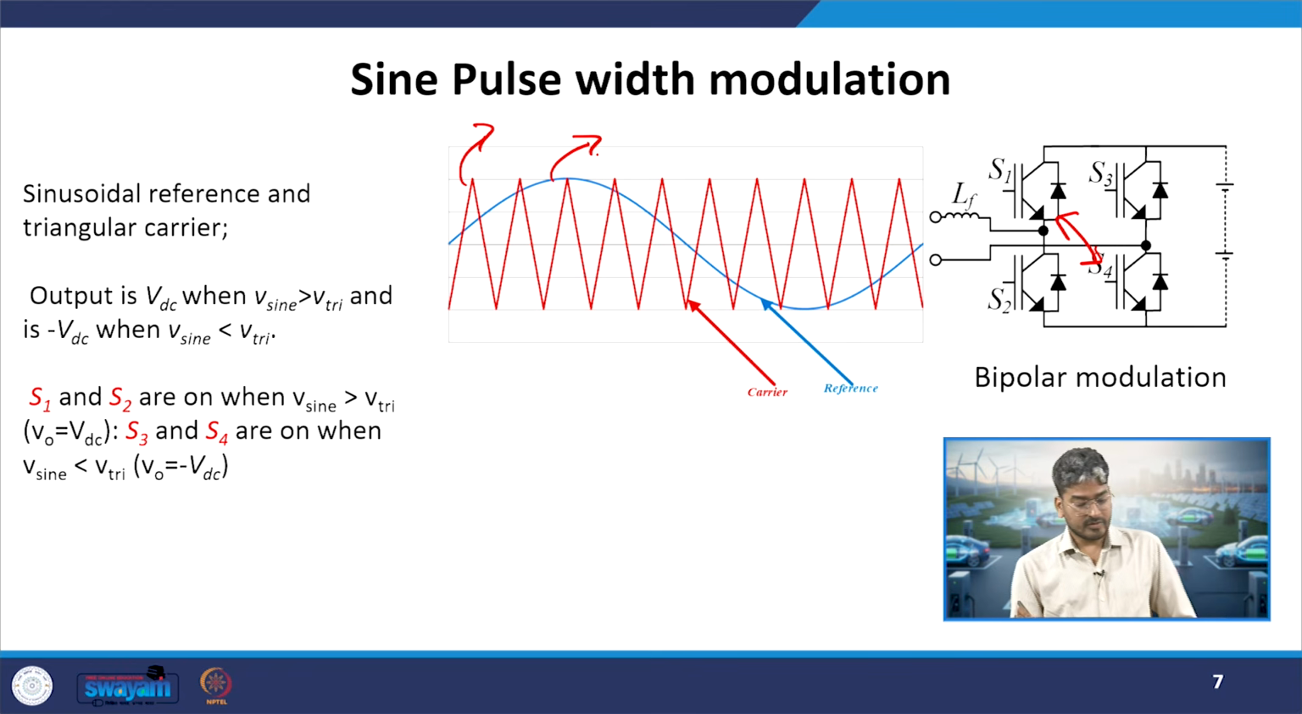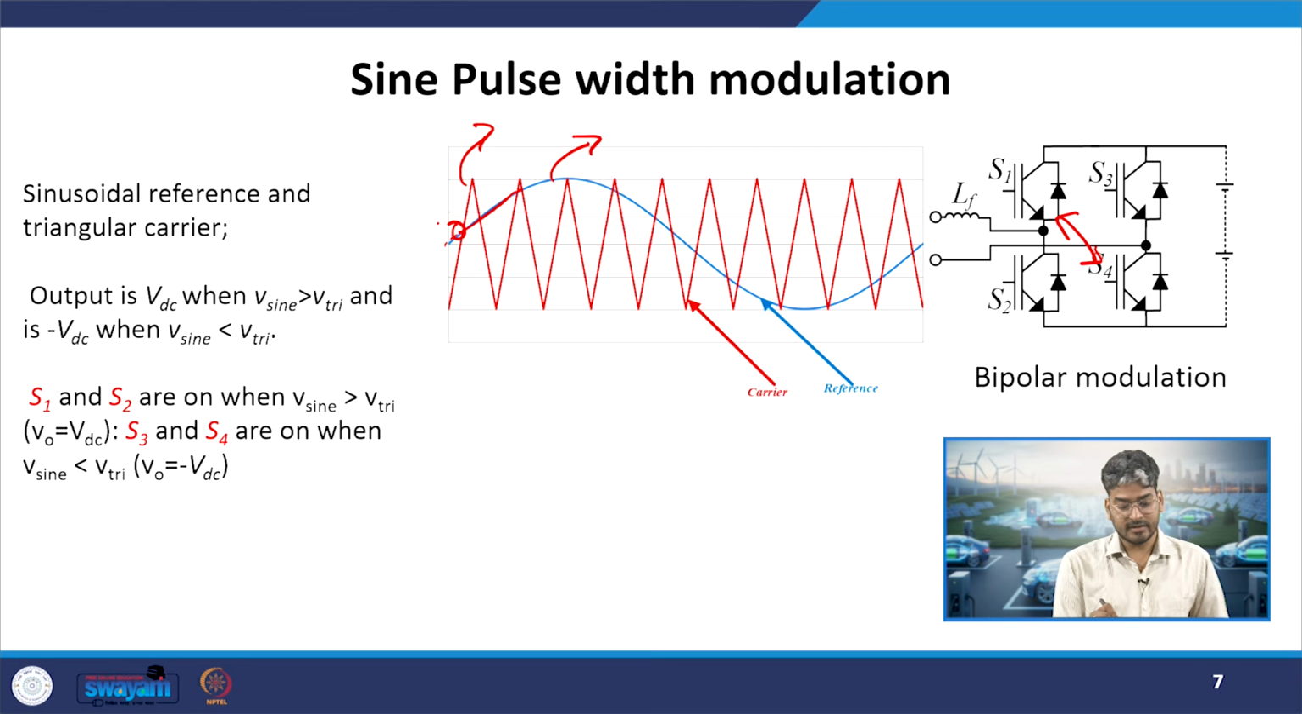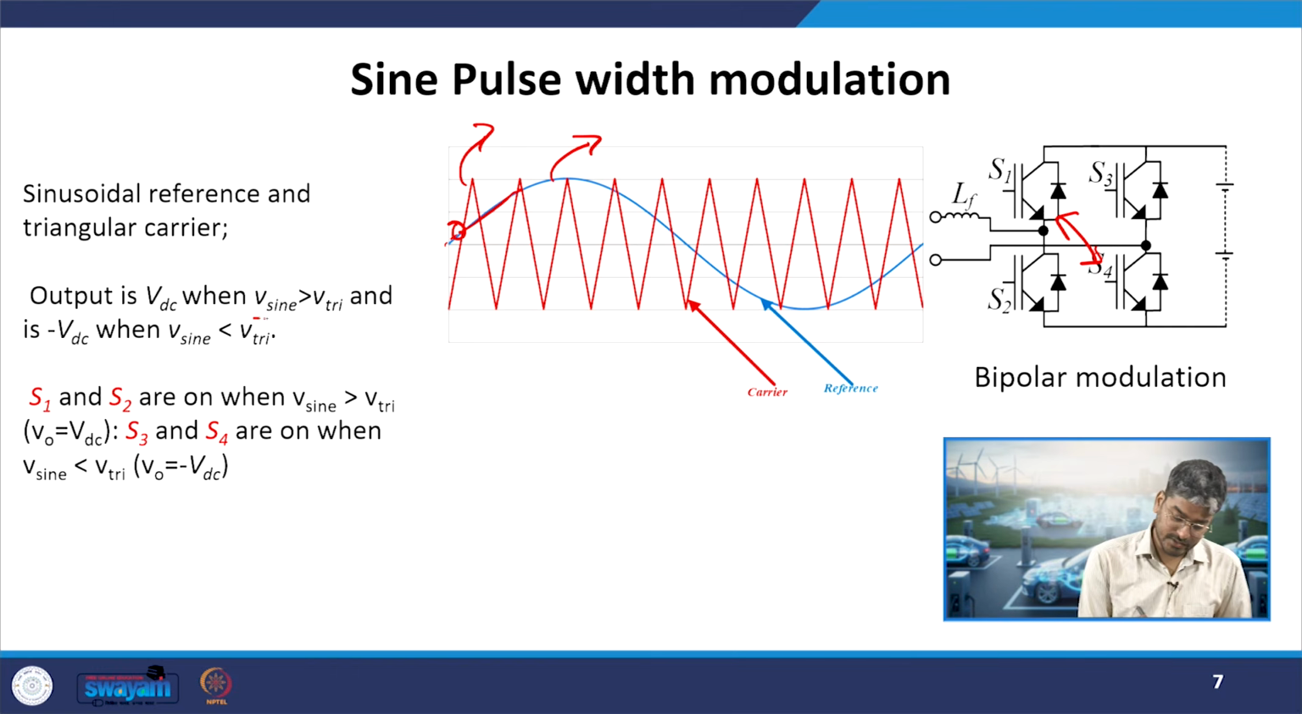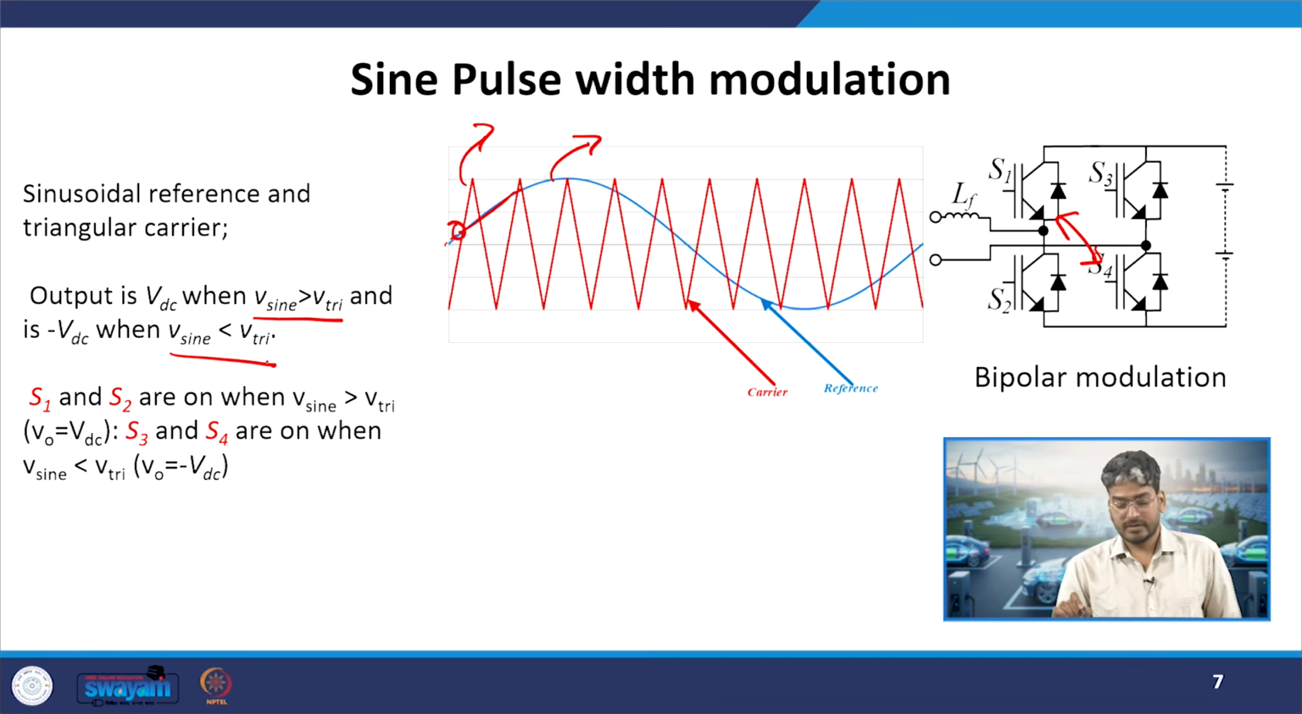In this case, what will be my switching operation? I will try to track this sinusoidal average value. Whenever my sine voltage is greater than the triangular signal, I will turn on the switches which apply a positive output voltage. Whenever the sine value is less than the triangular value, I will generate a negative voltage. So, what is the philosophy of this? In one carrier cycle, I am trying to achieve an average value equal to the sine wave.